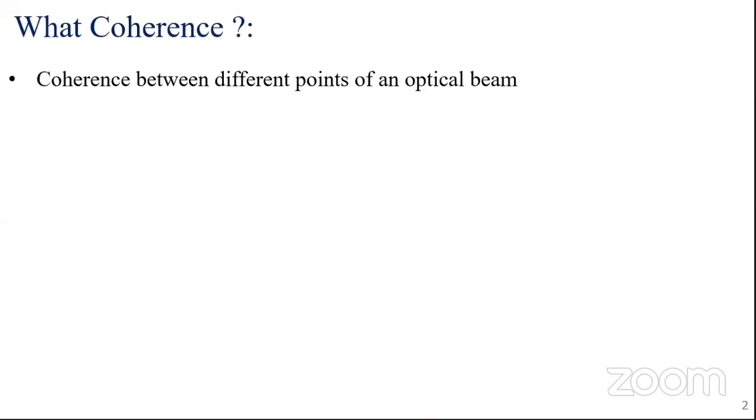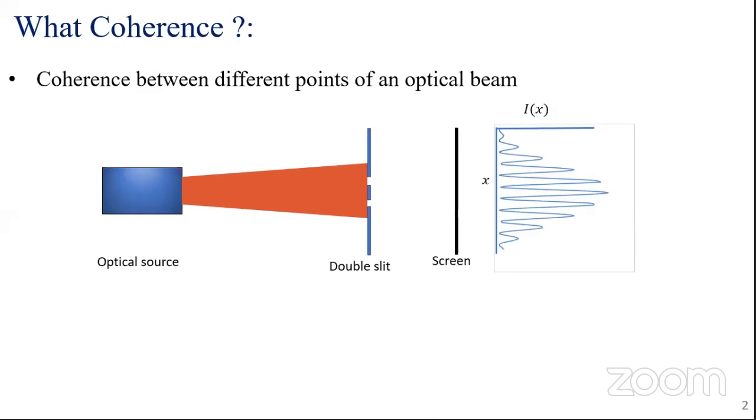The answer is this is the optical coherence between different points. We know optical sources are generally random. This is a very crude picture of Young's double slit experiment to remind everyone. This is the optical source that is emitting light and we have placed a double slit in front of it. If the light from this point and this point are coherent enough, then they produce an interference pattern on the screen. Depending on the coherence of these two points, the interference fringe changes. This is for a certain coherence of these two points. Now, if the coherence between these two points diminishes, the intensity pattern also changes.